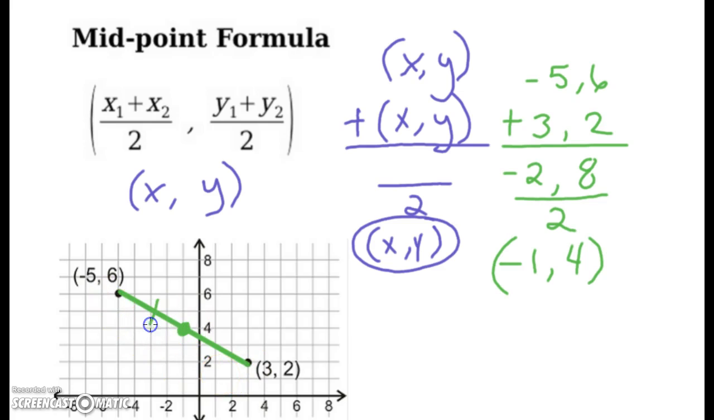So I know that this piece is equal to this piece. And you have a couple different ways that you can do it. You can find the midpoint using this midpoint formula, or you can find the midpoint by lining your points up, adding them, and dividing by 2.